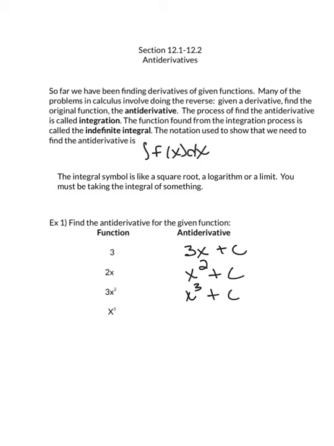Looking at the last one, our function is x to the third. That's a derivative. So that means that originally it was an x to the fourth. But when I dropped that 4 times the coefficient on the front, my answer became a 1. So that means that I had to have either 1/4 x to the fourth, or you can also write that as x to the fourth over 4. They mean exactly the same thing, plus c.